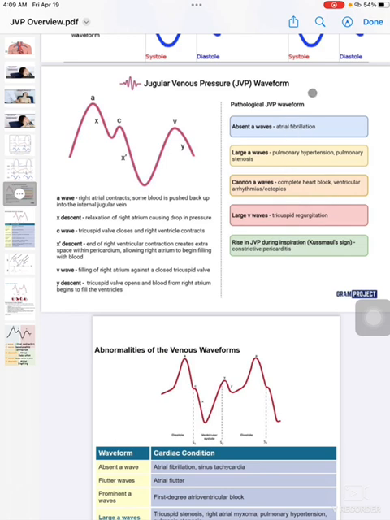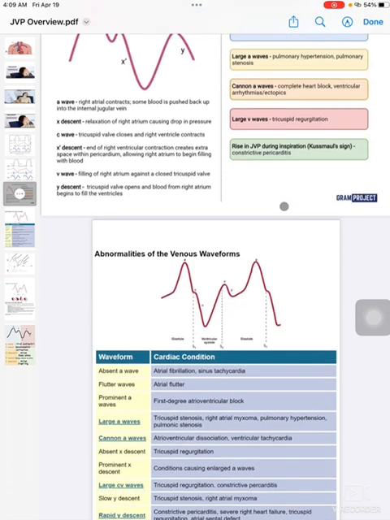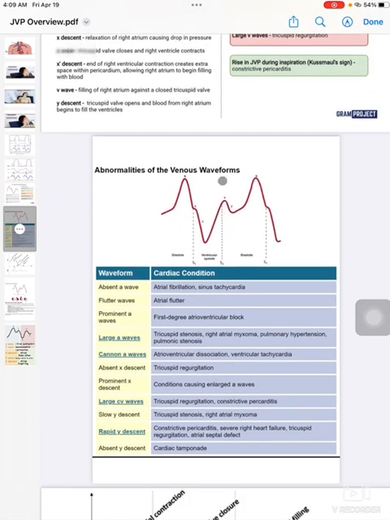This chart is most important. Questions must come from the charts. Here some other pathologies are also discussed, such as absent A waves, which are found in case of atrial fibrillation and sinus tachycardia; flutter waves in atrial flutter. Prominent A waves are found in first degree atrioventricular block, large A waves are found in tricuspid stenosis, right atrial myxoma, pulmonary hypertension, pulmonary stenosis.